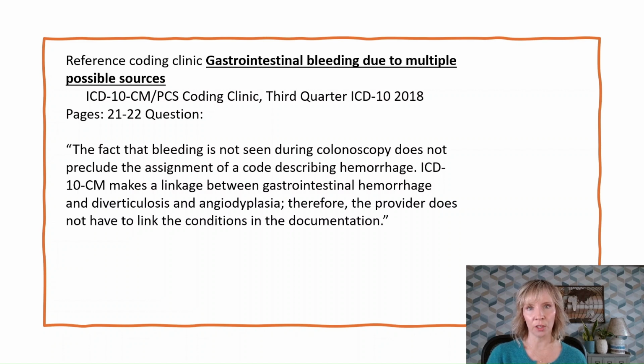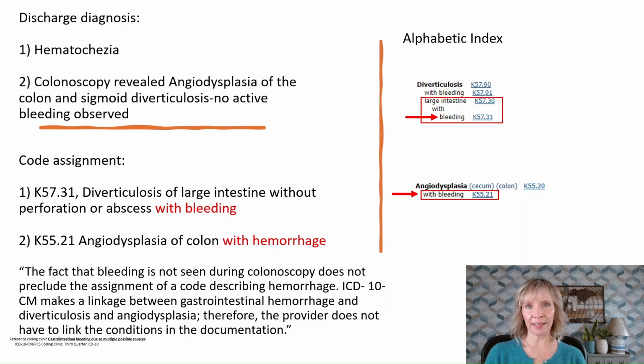These combination codes for GI conditions with bleeding should be assigned even if active bleeding is not observed during the hospitalization or during the procedure. GI bleeding can often be intermittent, and active bleeding does not have to be demonstrated during the hospital stay or observed during a procedure for the physician to clinically diagnose bleeding. As long as the physician has diagnosed GI bleeding, it is appropriate to report these conditions using the combination code for with bleeding. Let's take a look at an example.